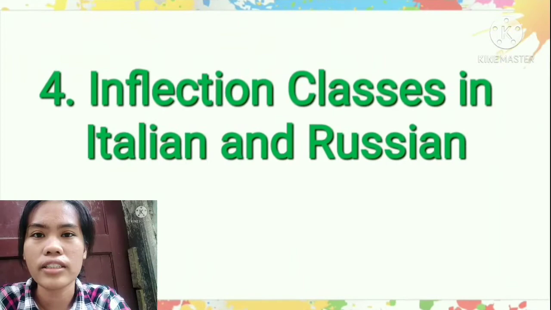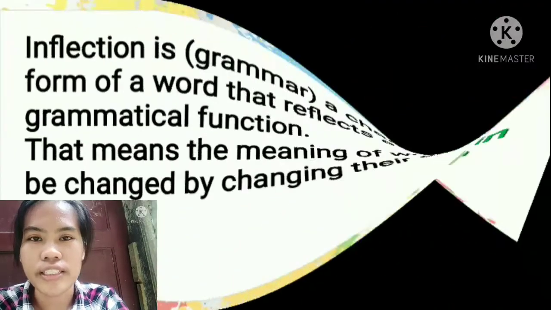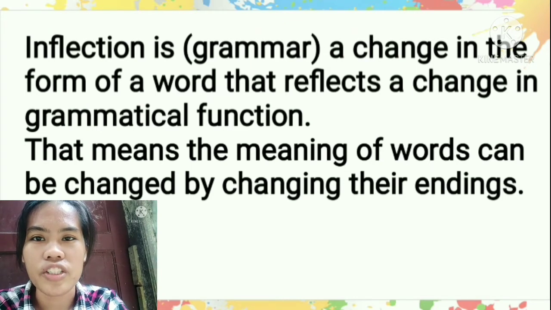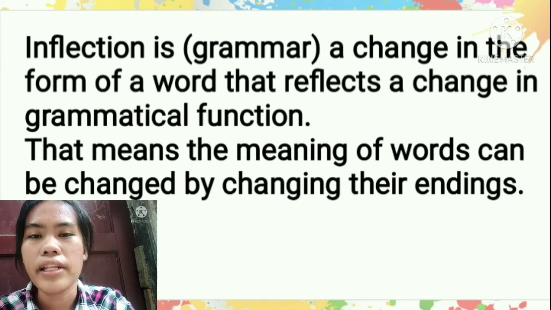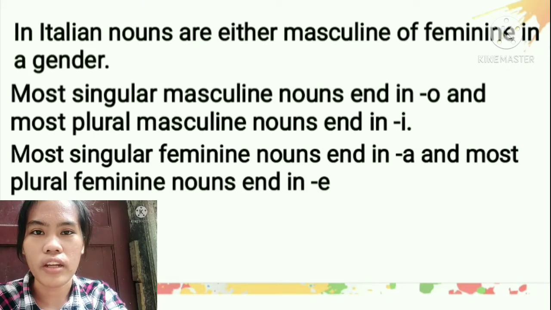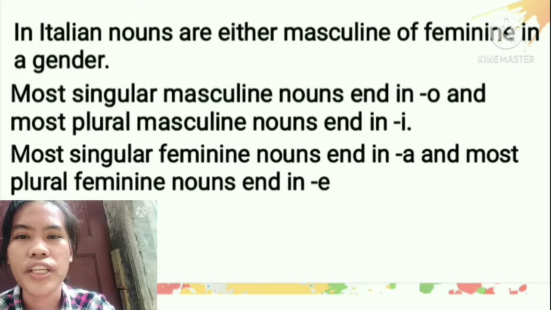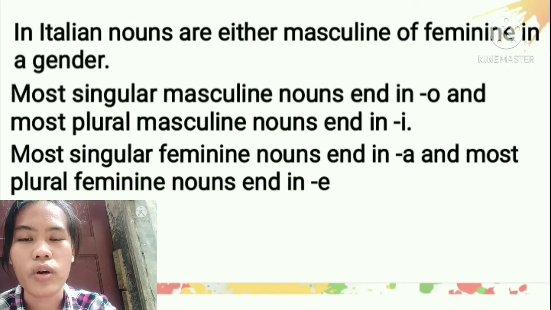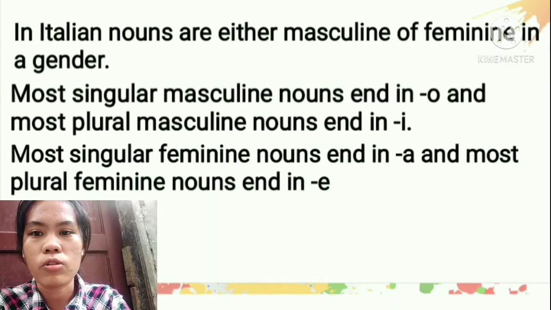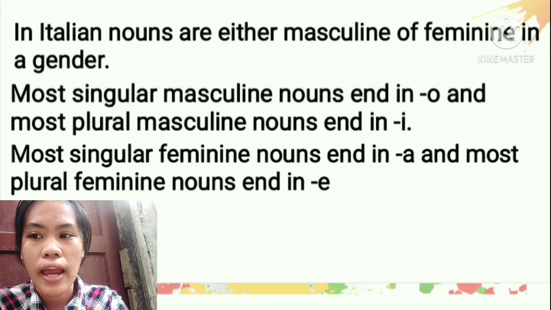Now we are going to the last subtopic. Inflection is a change in the form of a word that reflects a change in a grammatical function. That means that the meaning of words can be changed by changing their endings. Italian nouns are either masculine or feminine in gender. Most singular masculine nouns end in O, and most plural masculine nouns end in I. Most singular feminine nouns end in A, and most plural feminine nouns end in E.